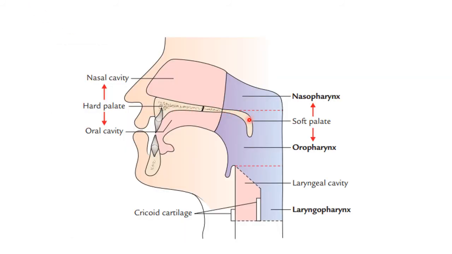The palate is related superiorly to the nasal cavities anteriorly and the nasopharynx posteriorly, and inferiorly it is related to the oral cavity anteriorly and the oropharynx posteriorly. So the palate is related to the nasal cavity, the nasopharynx, the oral cavity and the oropharynx.